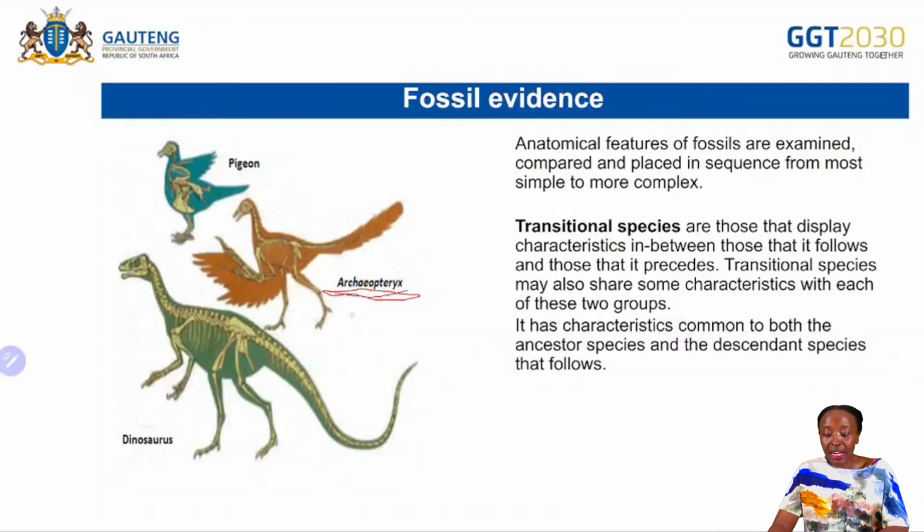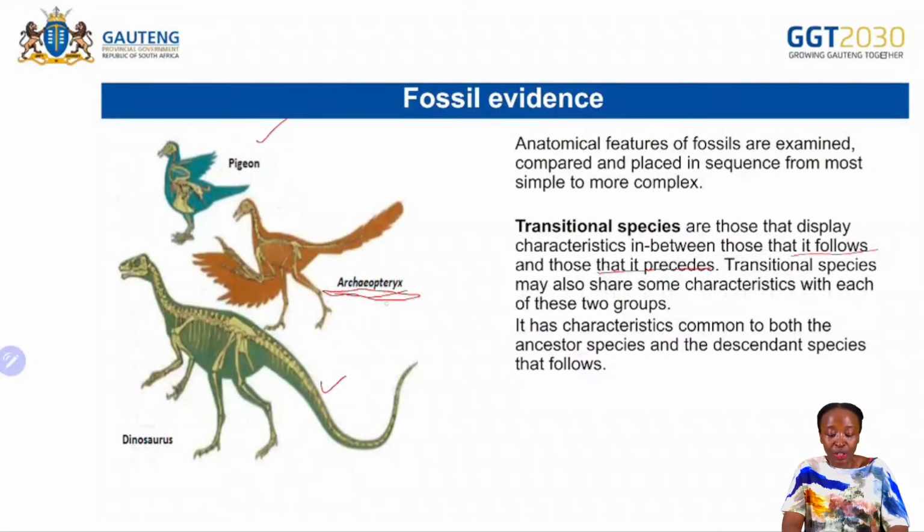So with the fossil evidence, between the species, we also come across things that are called transitional species. So what do fossils tell us about transitional species? We learn that in evolution, when things are placed in a timeline, somewhere in between, you find species that are called transitional. What are transitional species? These are the species that display the characteristics of the one that it follows and the one that it precedes.